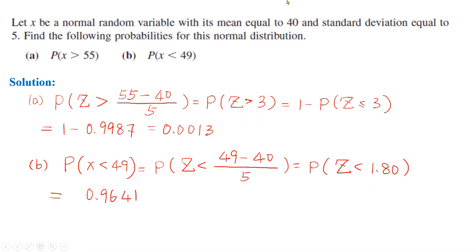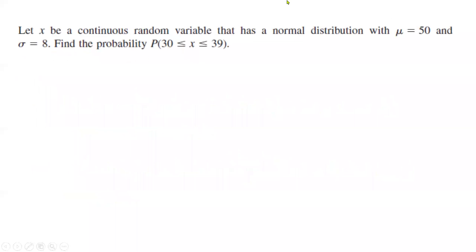No? Okay, let's see the next practice. Let x be a continuous random variable that has a normal distribution with mu is 50 and sigma being 8. Find the probability that x lies in the interval between 30 and 39. Okay, I'll leave you 5 minutes to finish this.